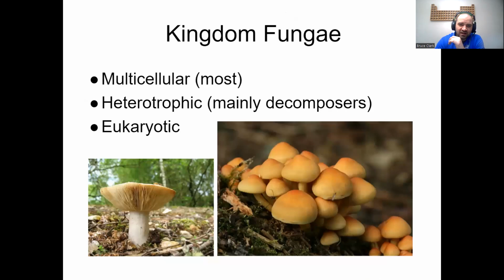Next kingdom are the fungi. All right. Now we look here, they're multicellular, most of them. They're heterotrophic, mainly decomposers, and they're eukaryotic. That's pretty much the same as animals. The difference is fungi have cell walls. All right. So fungi have cell walls. Animals do not. That's an important note to point out in the kingdom fungi.